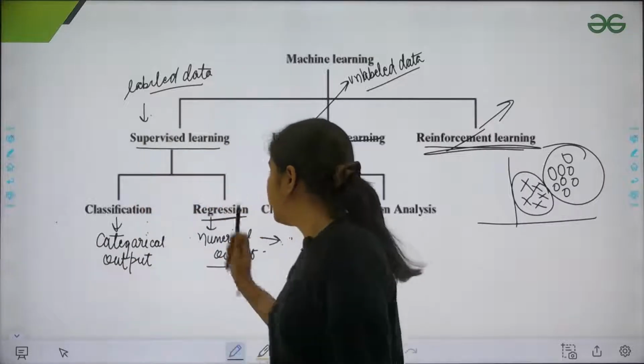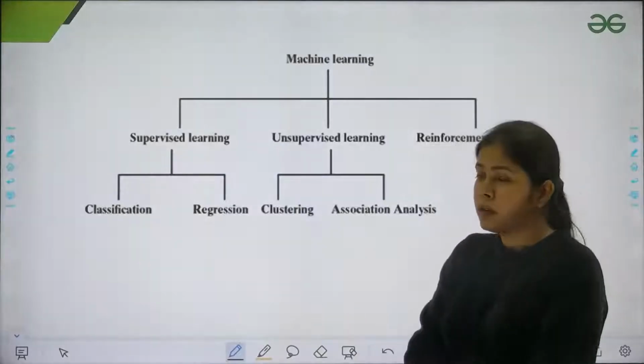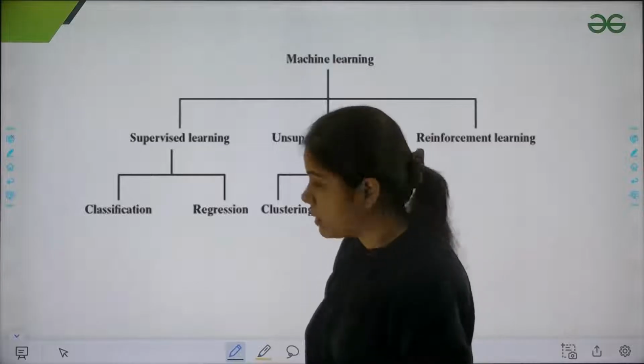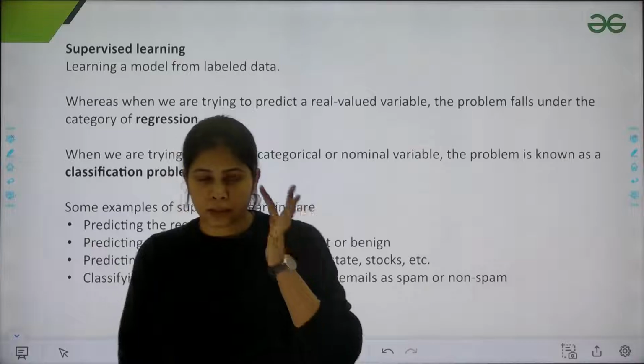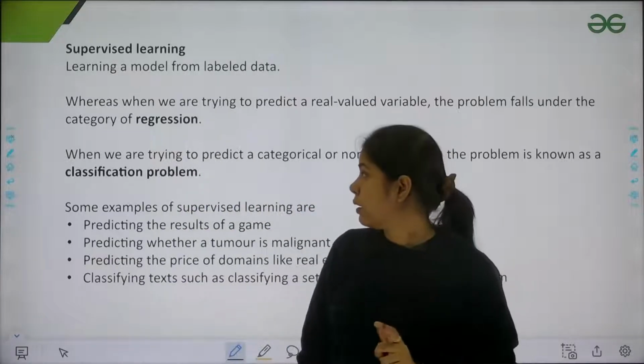Okay, so I hope this is clear, right? Different types of machine learning. So in this session, we are going to discuss the supervised learning regression part, right? So let's understand this carefully.